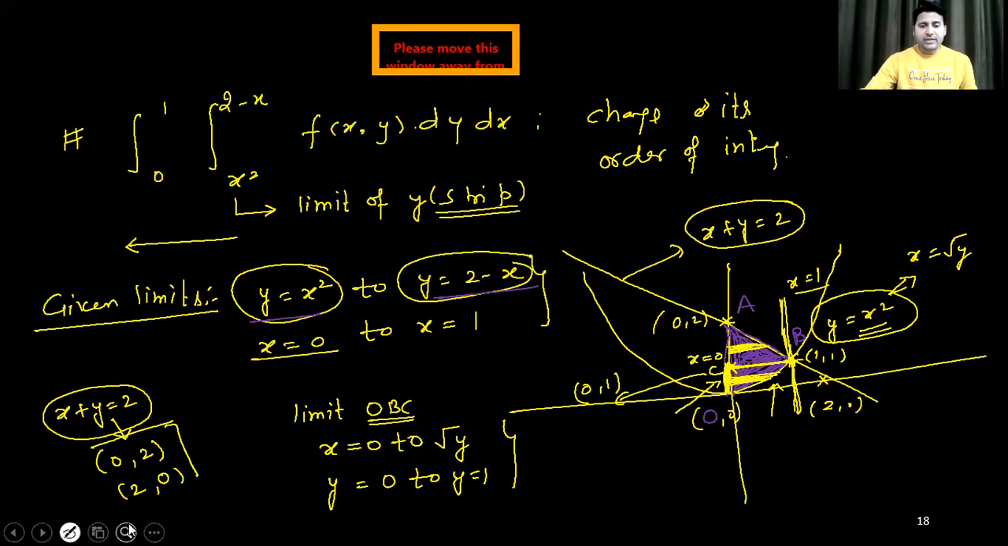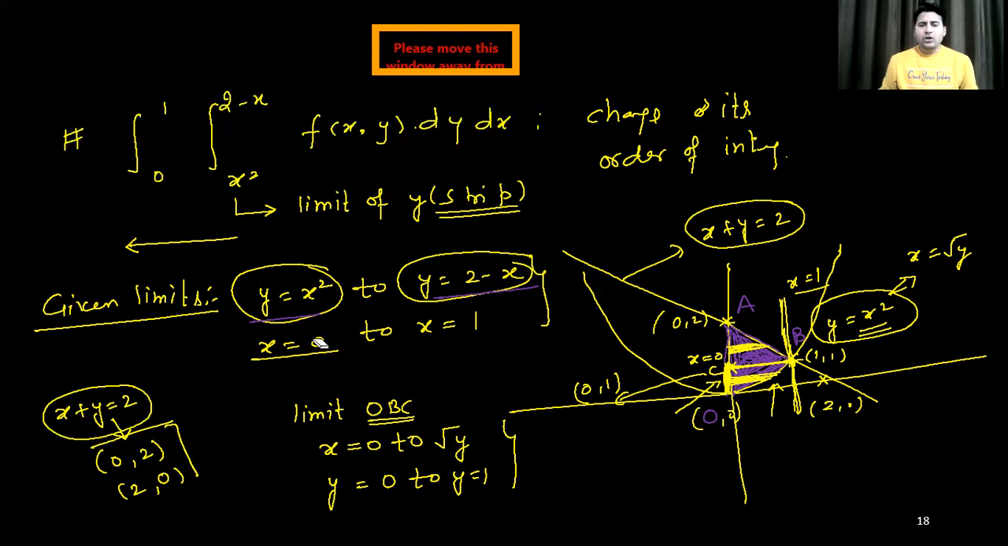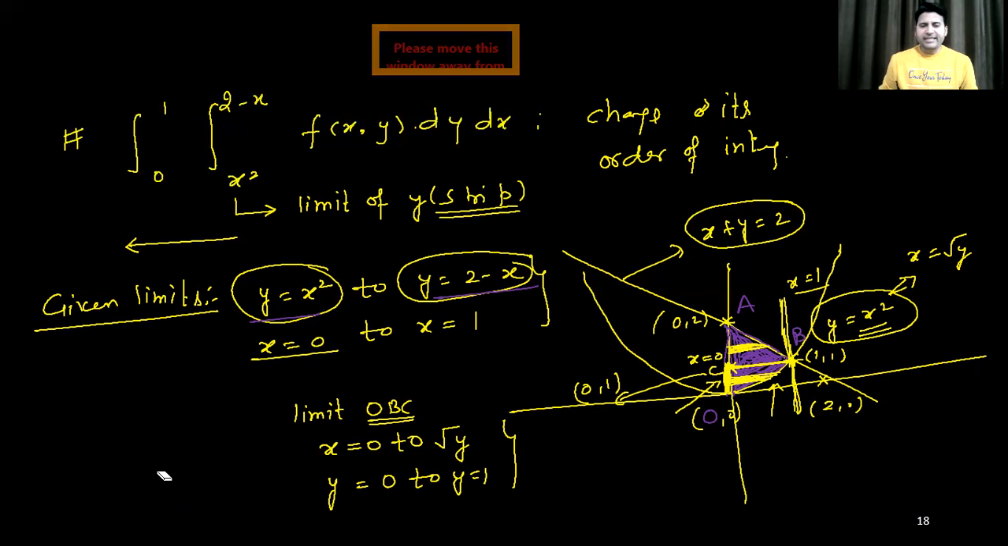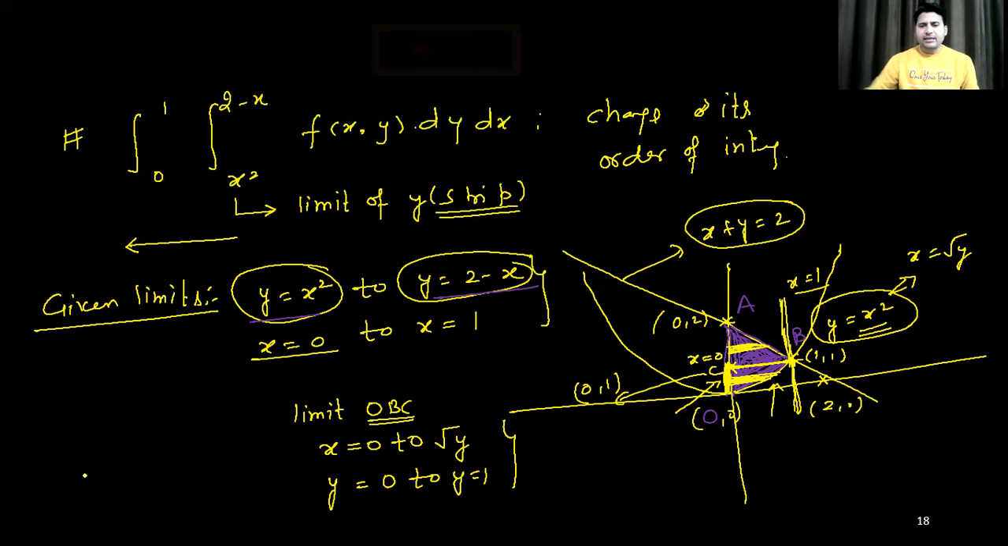I hope you understood the concept. For any clarification, I suggest you go through the previous two lectures where we have discussed how to find the limits from the given region. So for one of the regions, the limit is done. Now we are moving to the second region, that is the limits for the region ABC.